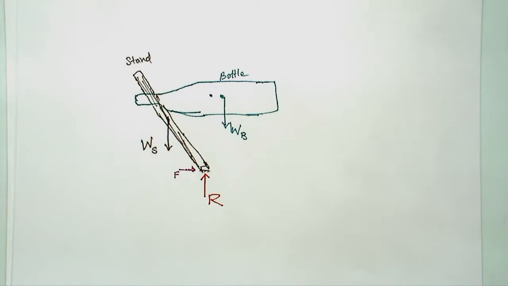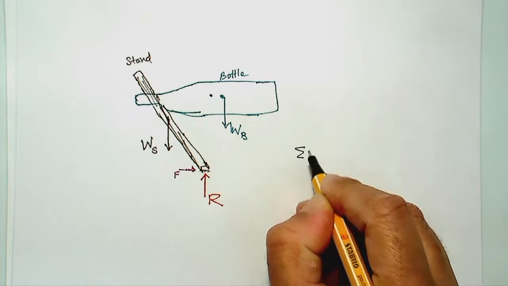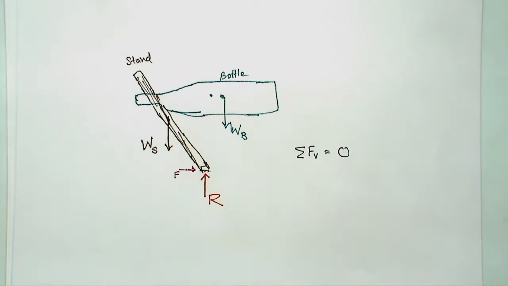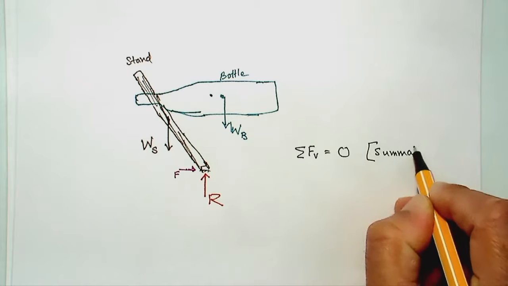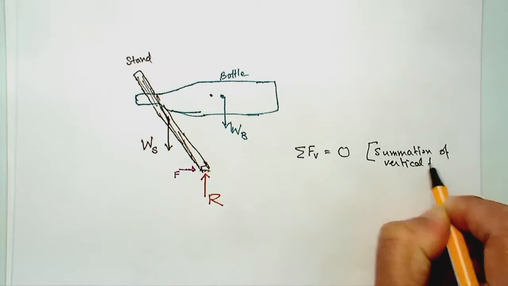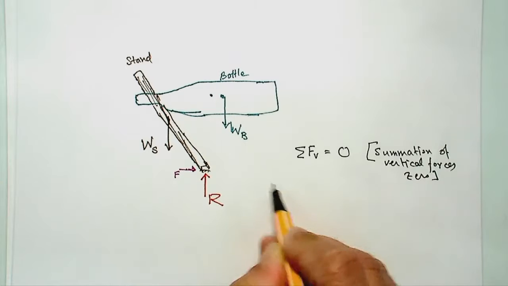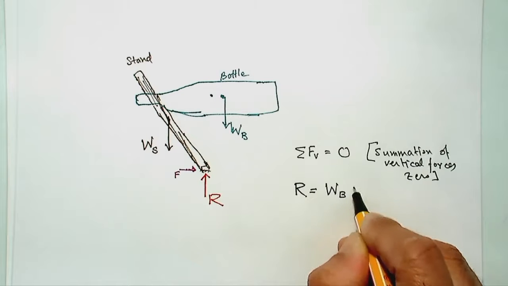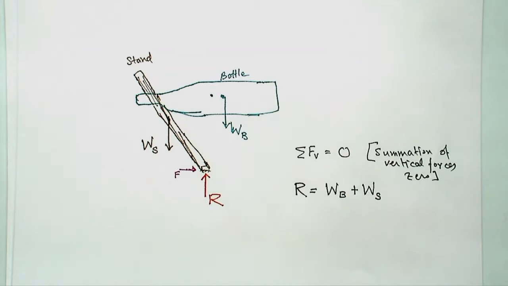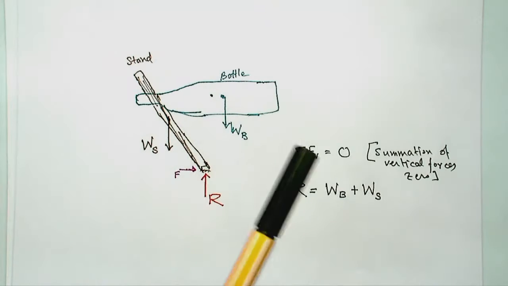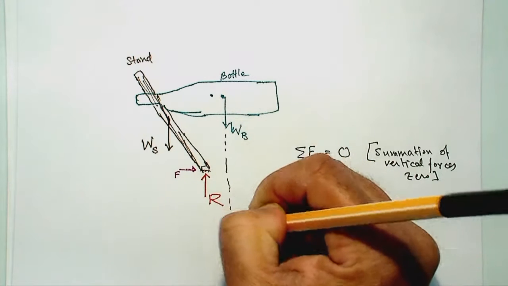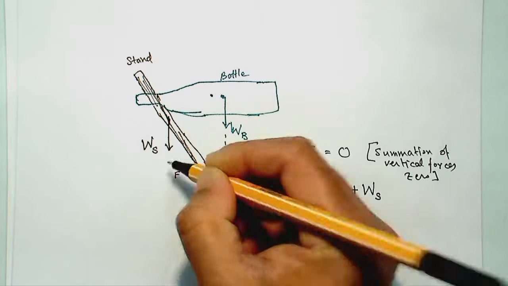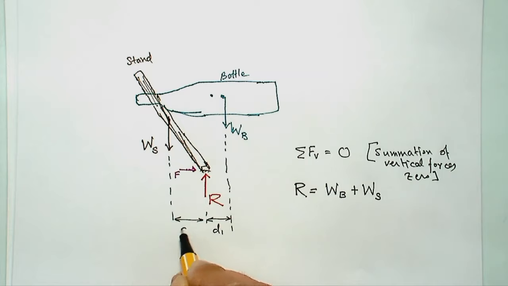So if you do the vertical equilibrium of all the forces, the summation of vertical forces is zero. That would give me that the force going up, R, is equal to all the forces coming down, which is the weight of the bottle plus the weight of the stand. Now, if you know the position of the center of gravity, for example, if you know this distance, let's say this is d1, and let's say this distance is d2.